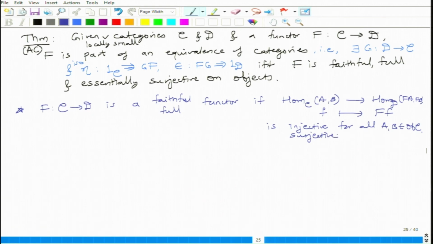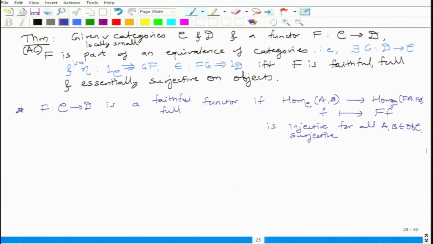Now you can imagine what full means. This has to be surjective, very good. So when I am saying it's fully faithful, what do I mean? It is bijective on hom sets. And the final thing that I haven't defined is that F is essentially surjective on objects, so that I have to describe. So F from C to D is essentially surjective. I mean it's as good as surjective but up to isomorphism.